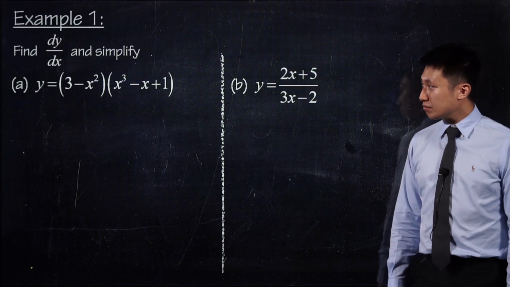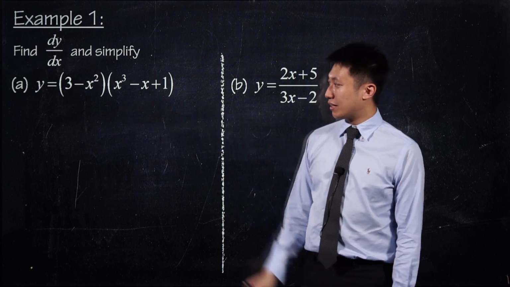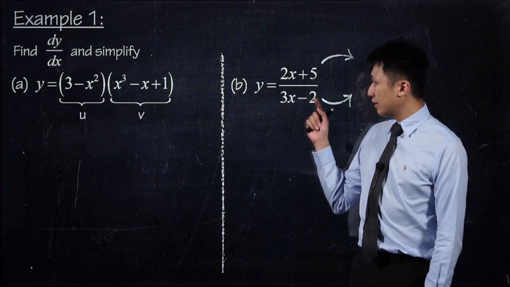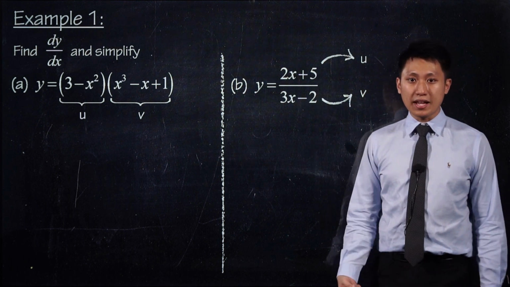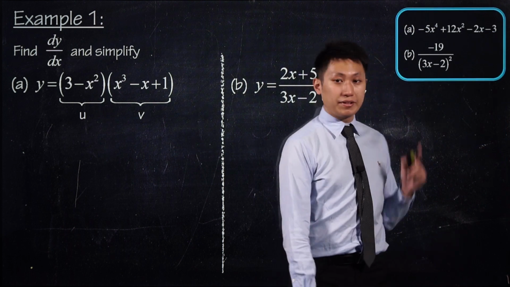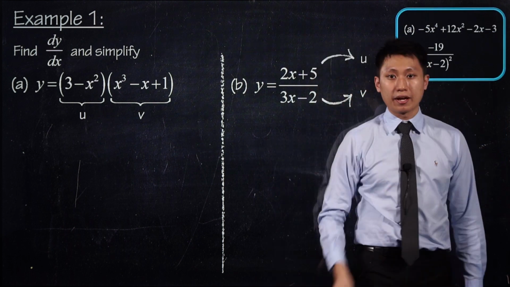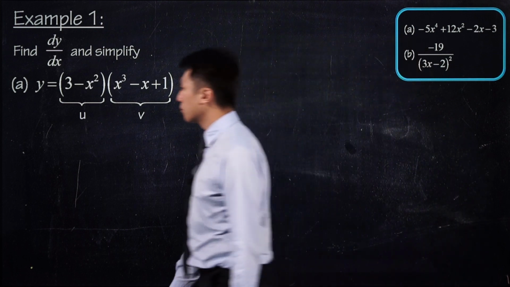You are given two questions here. For the first one, you take these two as u and v and use the product rule. For these two, you take u and v and use the quotient rule. You can try yourself, and the answer is given here. Try to simplify them and get this answer. If not, I'll start on the first example.